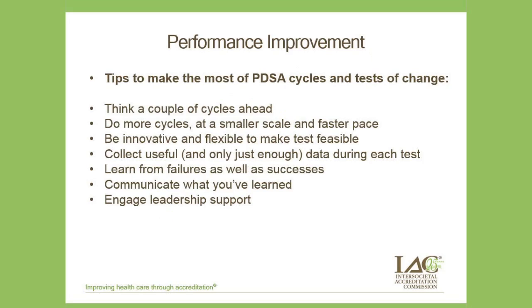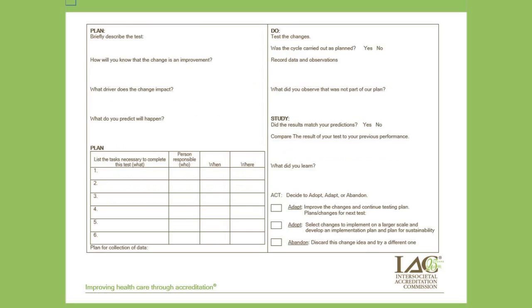Some tips to make the most of the PDSA cycles and tests of change. First, think a couple of cycles ahead as you are planning. Consider doing more cycles at a smaller scale and faster pace. Be innovative and flexible to make tests feasible. Collect useful and only just enough data during each test to minimize the data collection burden. Learn from failure as well as successes. And communicate what you've learned with your colleagues. And engage leadership support. Finally, this is an example of a sheet you may choose to modify or use to develop small tests of change in your lab.